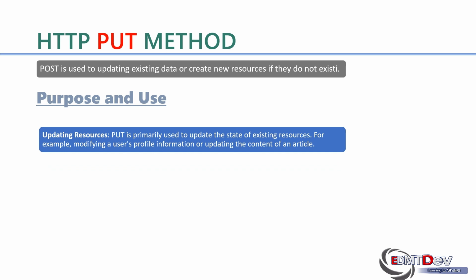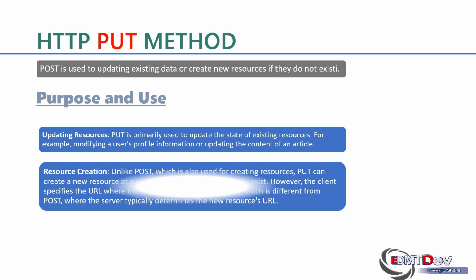Updating resources. PUT is primarily used to update the state of existing resources, for example, modifying a user's profile information or updating the content of an article. Resource creation. Unlike POST, which is also used for creating resources, PUT can create a new resource at a specific URL if it does not already exist.